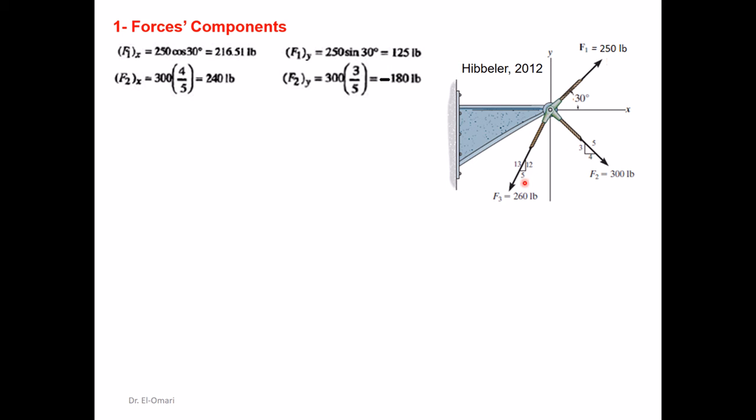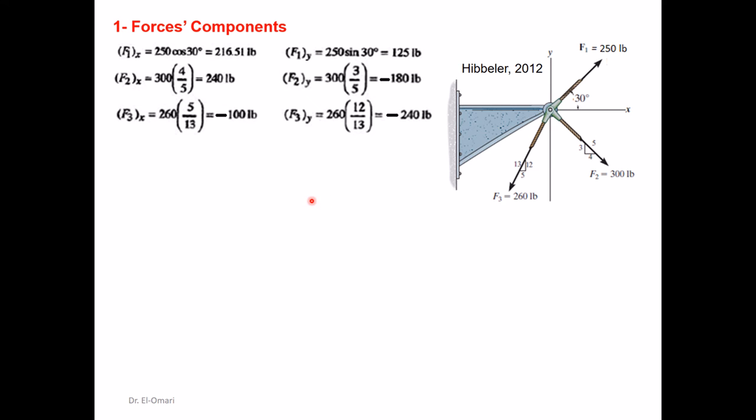The same thing here for resolving this force into its components. So the x component of F3 would use the 5 over 13, and the y component would use the 12 over 13. Notice that both components are directed towards the negative sign. That's why we add the negative next to the answer. So we resolved all forces into their components.